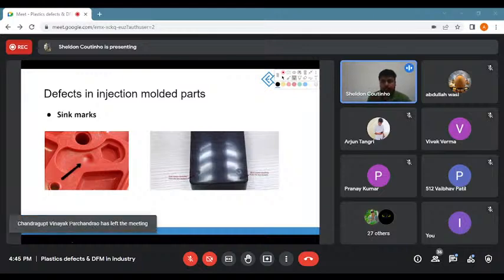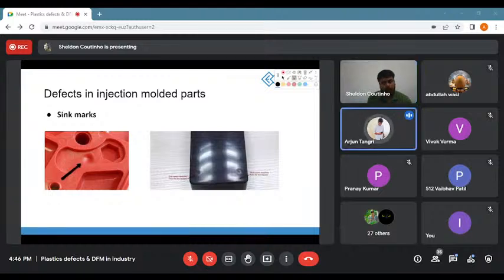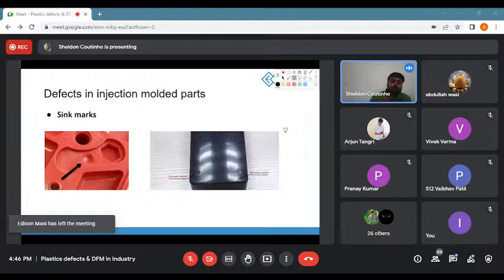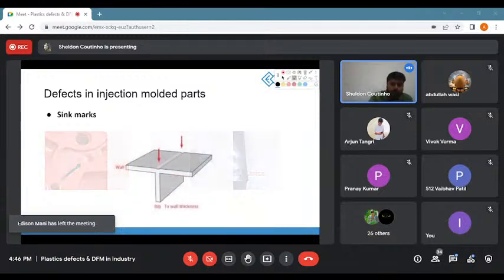Does anyone have any idea about sink marks? Due to the shrinkage, I guess. Okay, shrinkage is right. Uneven cooling is going to play a big role, and shrinkage also. Both of these will go hand in hand to cause these sink marks. Now, what are sink marks? It is this ugly kind of dimple-like thing that you can see over here. These occur because of uneven cooling, and I'll show you how.